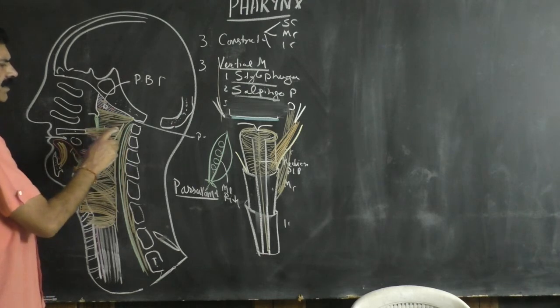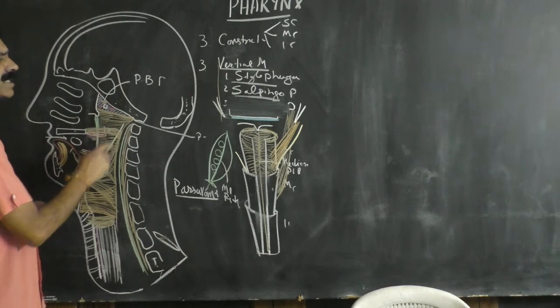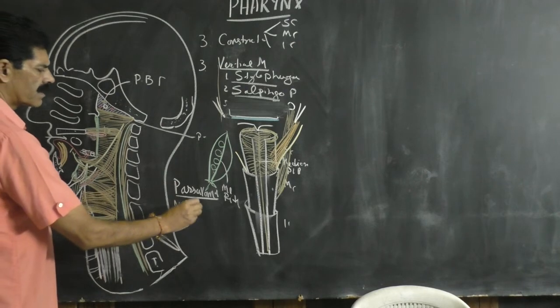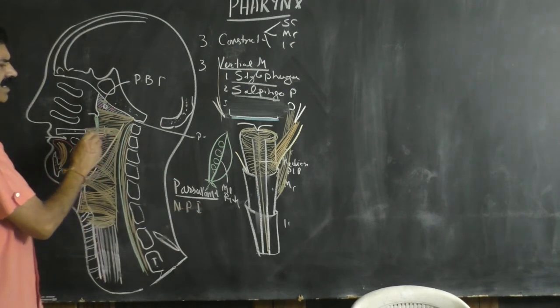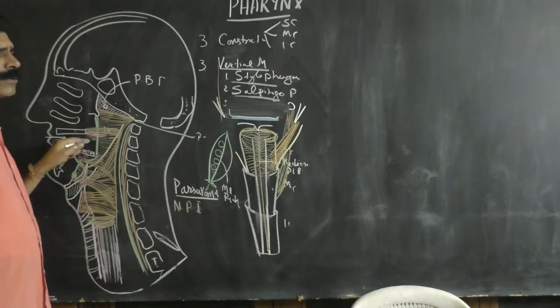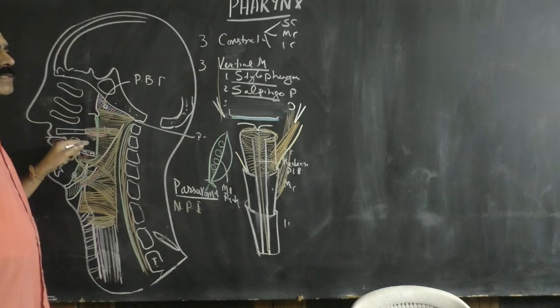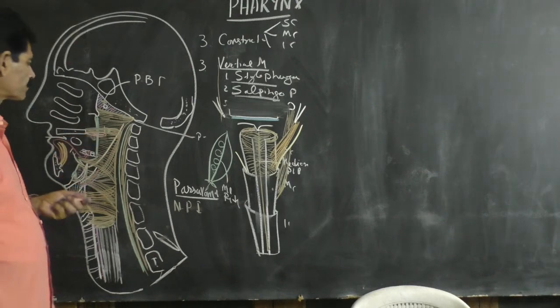This is called the nasopharyngeal isthmus. So the nasopharyngeal isthmus is closed by Passavant's ridge and the uvula. Not even a drop of water can go from the oral cavity into the nasal cavity. As we start chewing food in the oral cavity, Passavant's ridge contracts and the uvula contracts, and there is closure of the nasopharyngeal isthmus. So that is the mechanism.